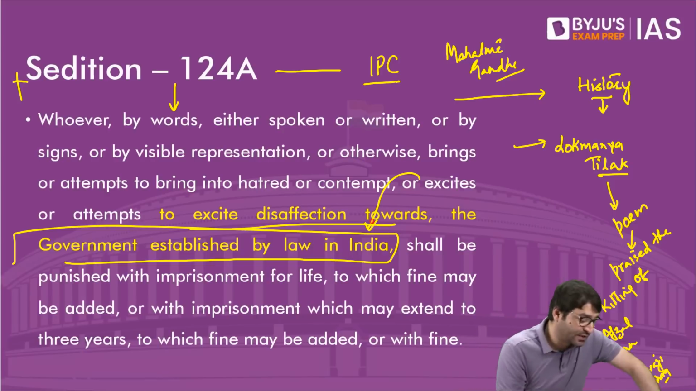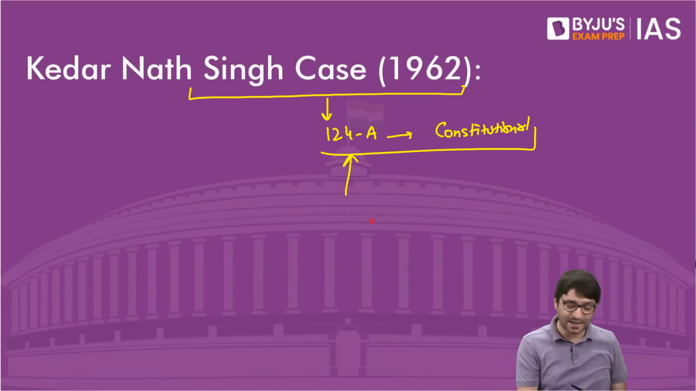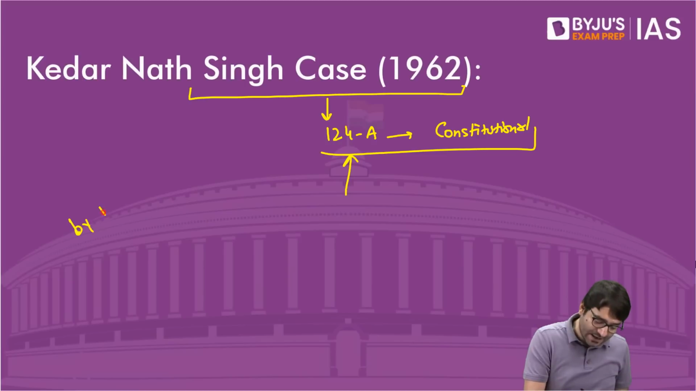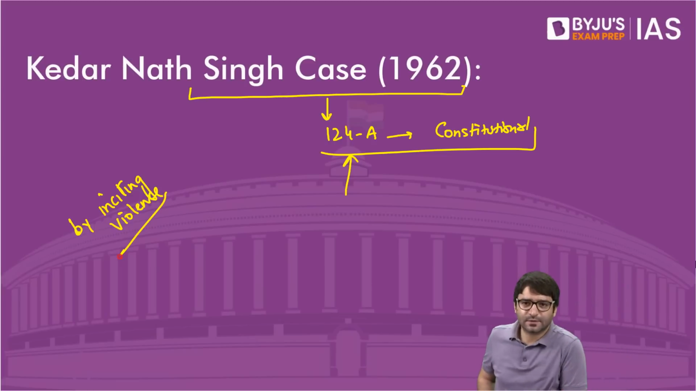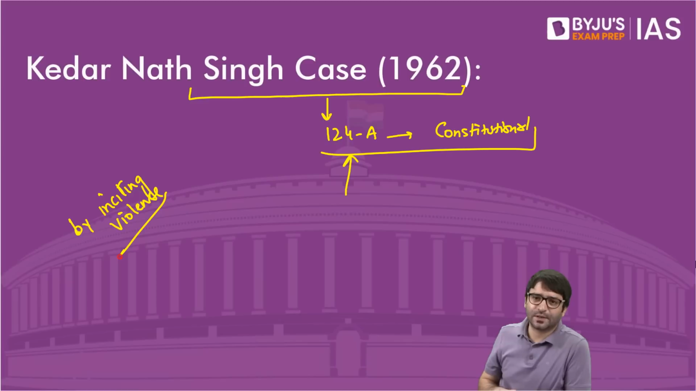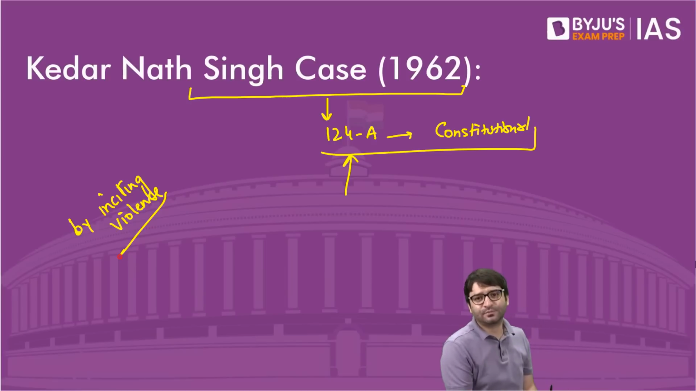The Supreme Court said, no, sedition is constitutional because you cannot be promoting disaffection against the government by inciting violence. The court said you can promote disaffection. But if you are promoting disaffection in such a manner that you are telling people, please take up arms and overthrow this government, that we will not allow.